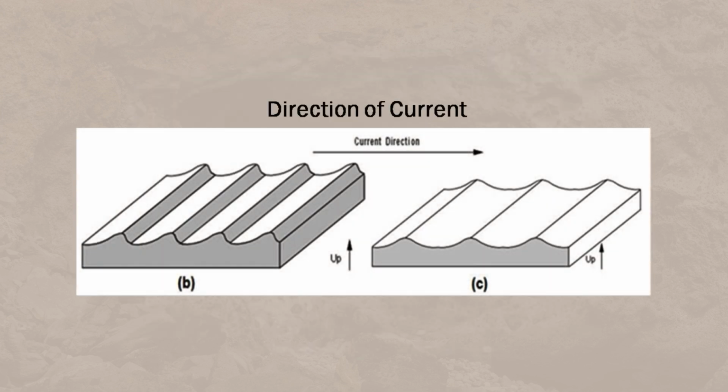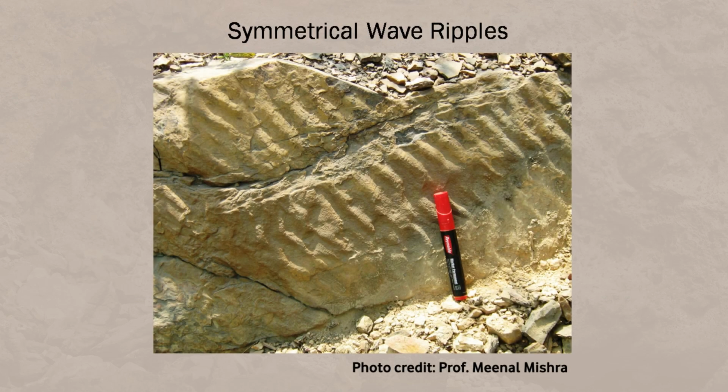This also tells you the direction of the ripple. Now you can see the sloping side will give you the direction of the ripple. Symmetrical wave ripples I just showed you earlier. This is another example of a symmetrical wave ripple. Both sides, lee side and stoss side, are of the same angle.